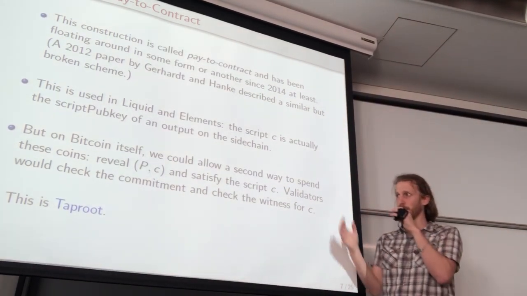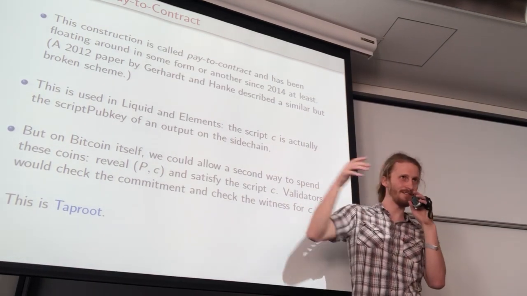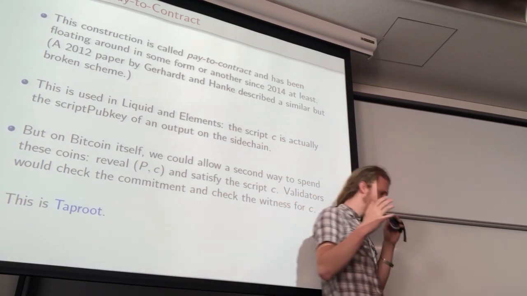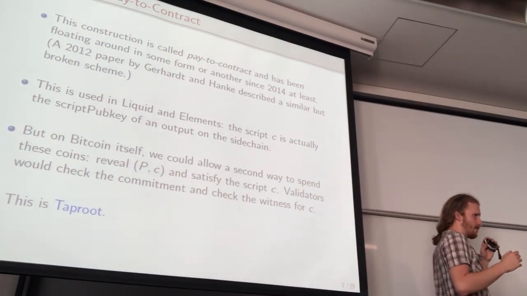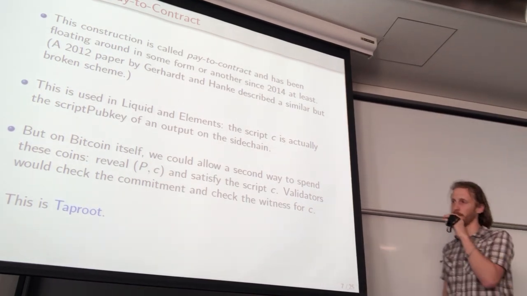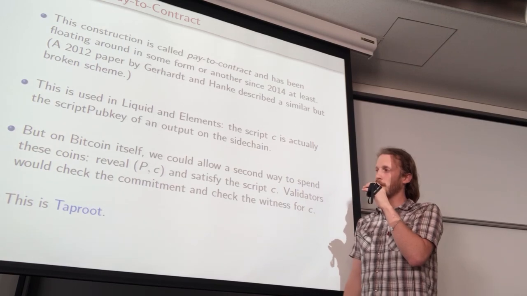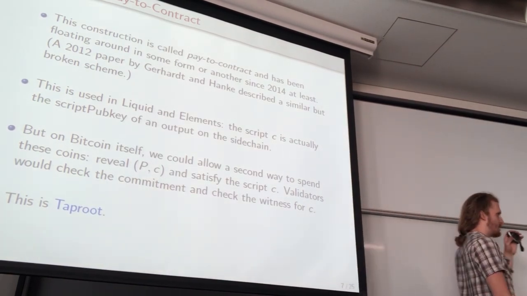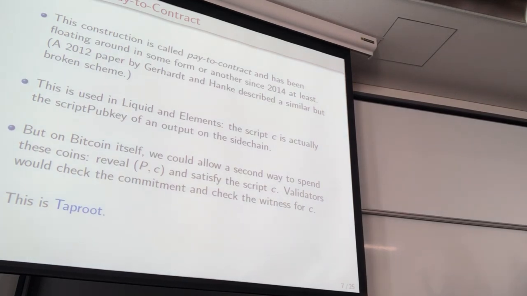And so what this means is that, in conjunction with scriptless scripts, which I will get to, you can have outputs that have pretty much arbitrary spending policies on them that just look like single public key outputs. And this is what Taproot is. It lets you take basically every application of Bitcoin script that's in use in the wild right now and make them all look identical to ordinary single user wallet spends.